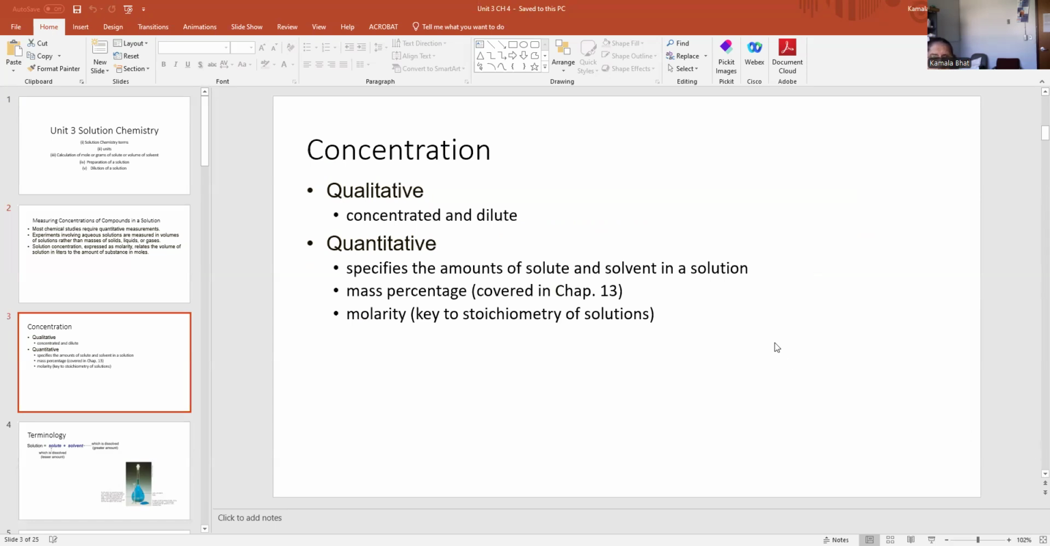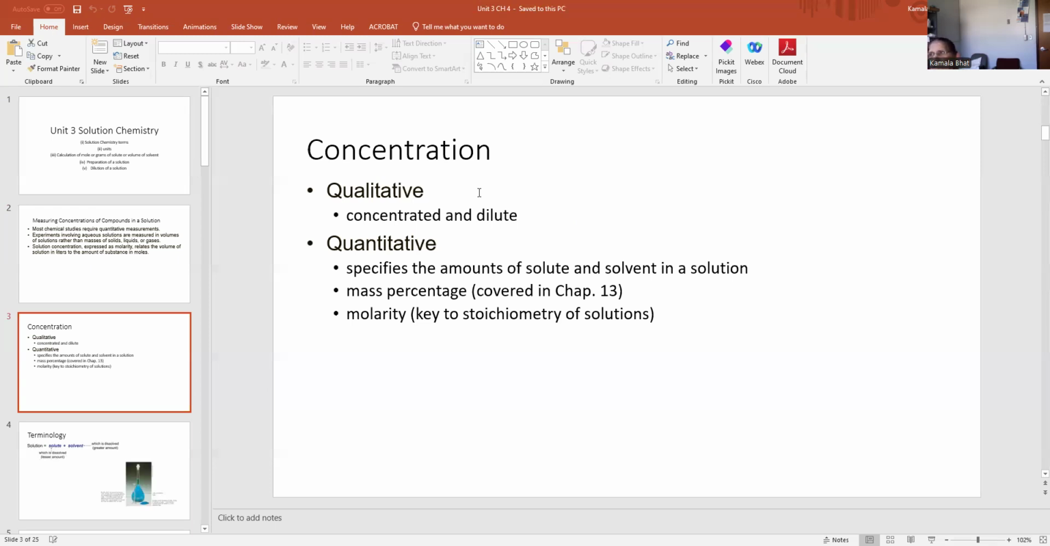When we talk about molarity, the qualitative aspect is that we are saying whether the solution is very strong or very weak. And quantitatively, it is able to tell us the amount of solute and solvent in a solution. Mass percentage, that we have already covered, and molarity are key to stoichiometric solutions. So mass percentage will be covered in chapter 13, though we did a little bit of it at the beginning of this chapter under stoichiometry.